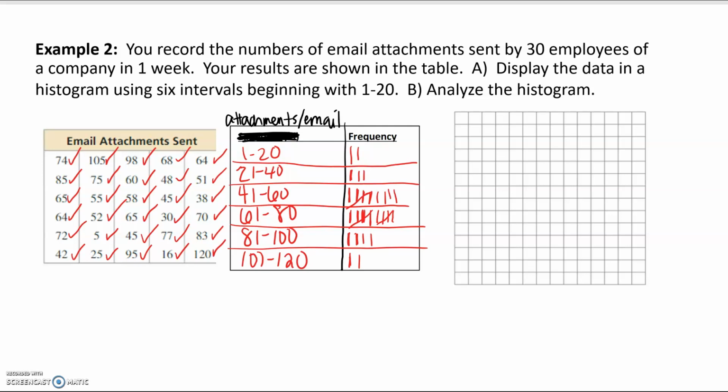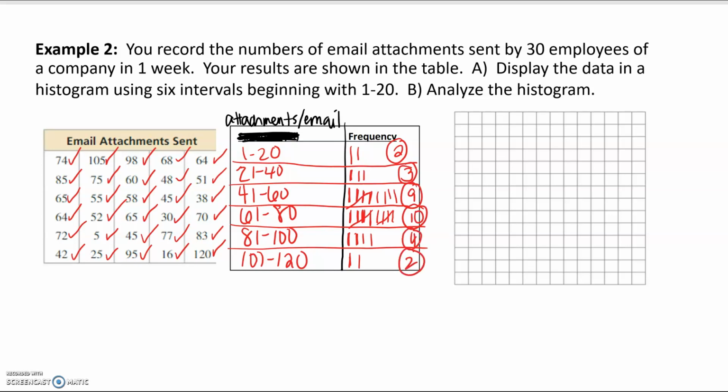Okay, so now remember what I'm going to do is look at my frequency. I'm going to count up my tally marks to see how many I have in each frequency. Okay, so in each frequency interval, in the first one I have 2 tally marks, then I have 3 tally marks, and then 9, 10, 4, and 2.